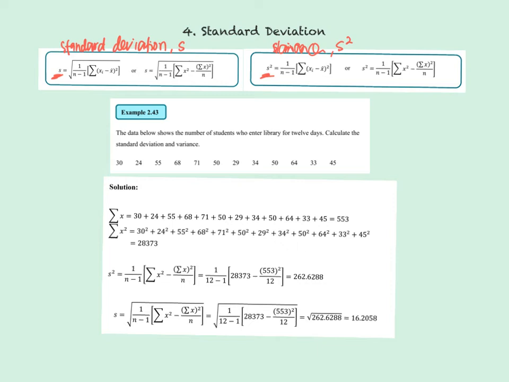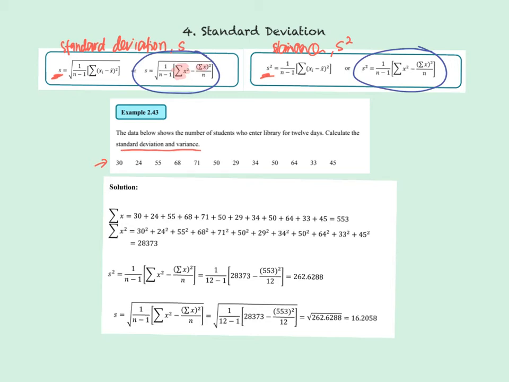So for example 2.43, the data below shows the number of students who enter library for 12 days. Calculate the standard deviation and variance. And then this is the raw data or ungrouped data. So based on the solution, we are going to use this formula or this one. Okay, so based on that formula, we need to find the summation of x squared and then the summation of x.